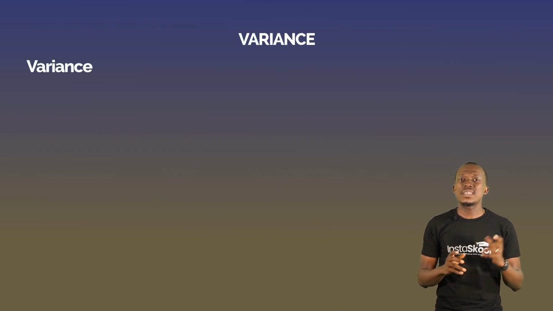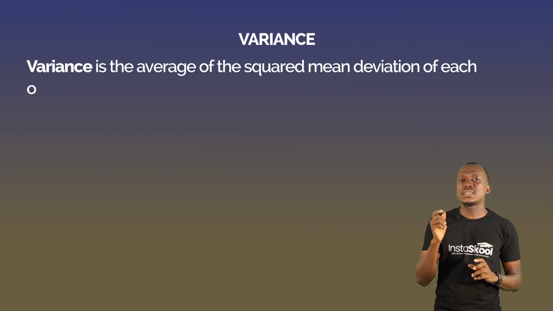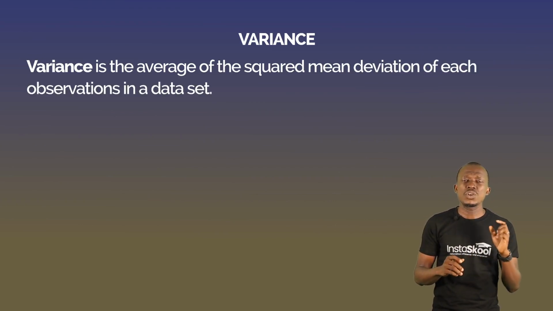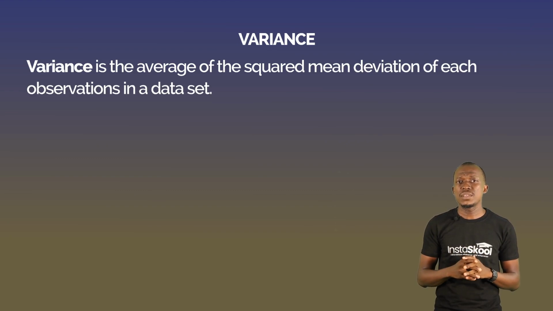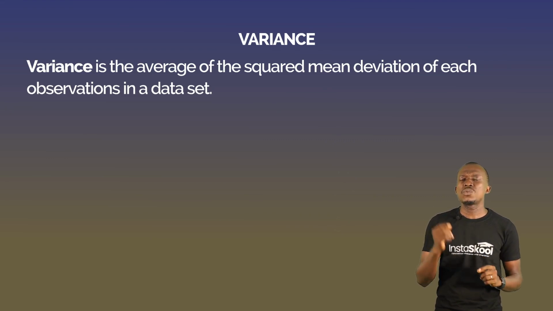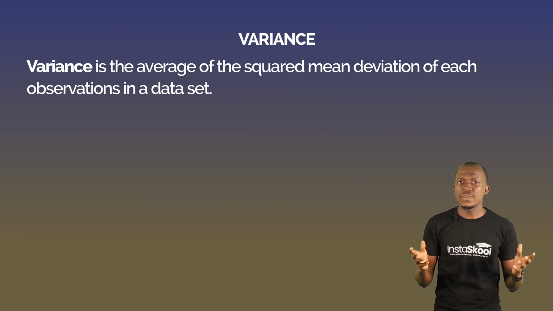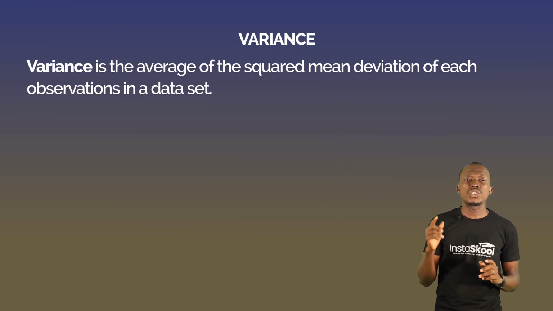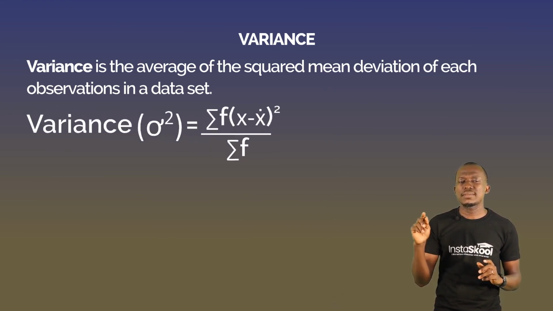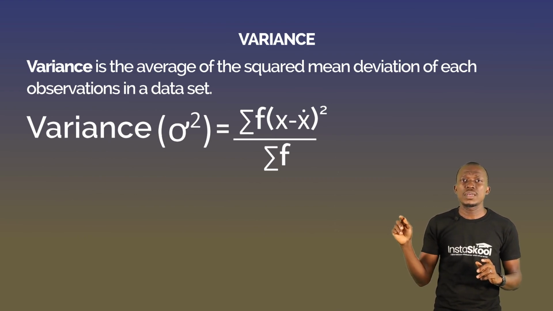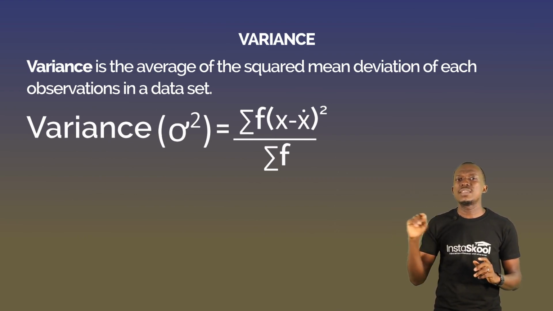Next, we move to our variance. Variance is the average of the squared mean deviation of each observation in a data set. In calculating our variance, we get the square of the mean deviation before we find the average. The formula for this is summation f into brackets x minus x bar, close the brackets, raised to power 2, divided by summation f.